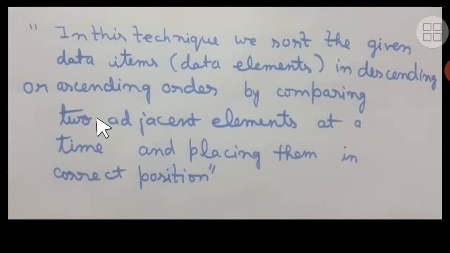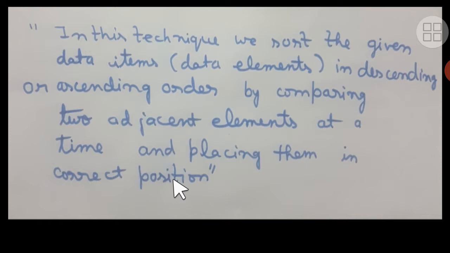Now students, here I'll give you a brief introduction to the bubble sort. In this technique we sort the given data elements, either you call it data items or data elements, in descending order or ascending order by comparing two adjacent elements at a time and placing them in the correct position. You can always sort the data either in ascending order or descending order, and the technique here we are going to discuss is the bubble sort.